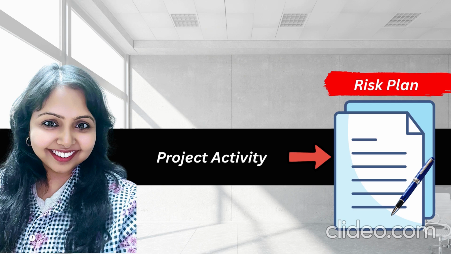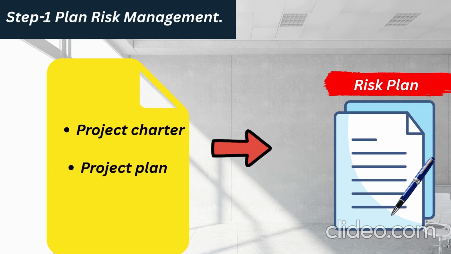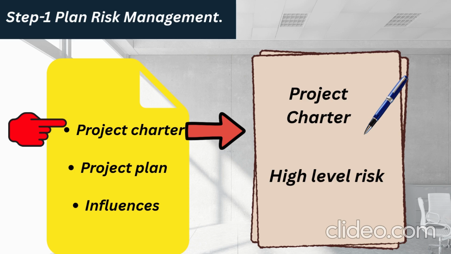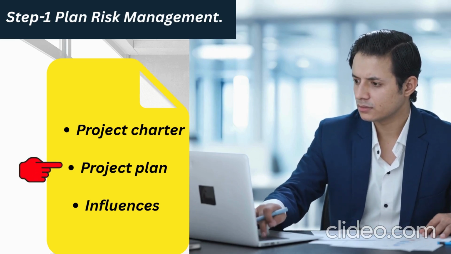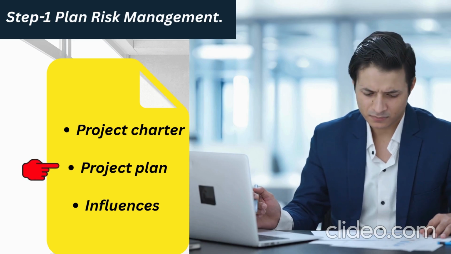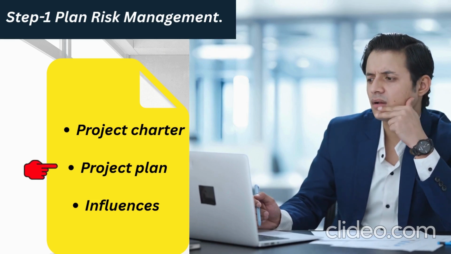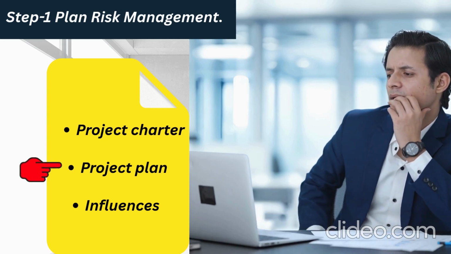So when we write the risk management plan, that is a project activity, which is done by the project manager. Whenever the project manager does any activity, there is some input to that activity. Like here, you can see that I have written project charter, project plan, and influences. These are the documents which the project manager can refer to when writing the risk plan. Why would the project manager refer to the project charter? Because the project charter has a high level risk for the project. The project manager can also read the project plan before or while writing the risk plan, because in the project plan you have scope plan, schedule plan, cost plan. So the project manager can analyze the risk hidden in scope, schedule, cost, resources. So that's why the project plan is an input.